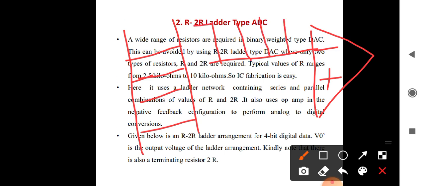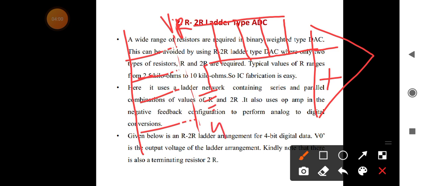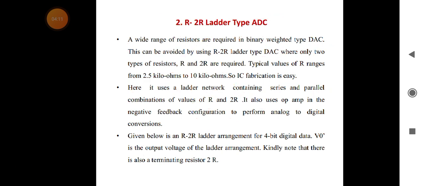This one we call as V reference. This ladder type, so this one we call as V reference, and this one we take as ground. So same ladder type. So here it will be 2R, here it will be R, here it will be 2R, or vice versa. So that is why it is called as ladder type.